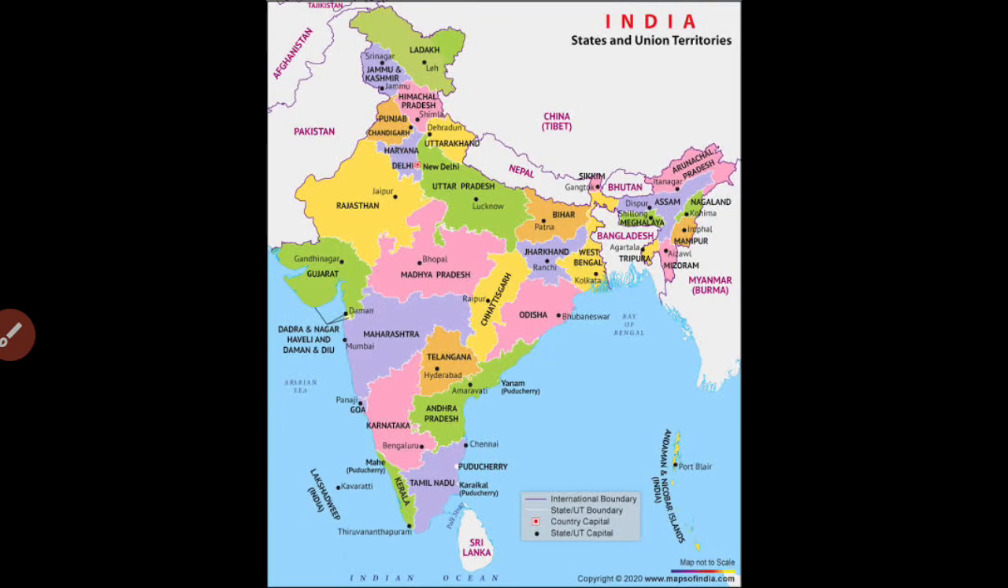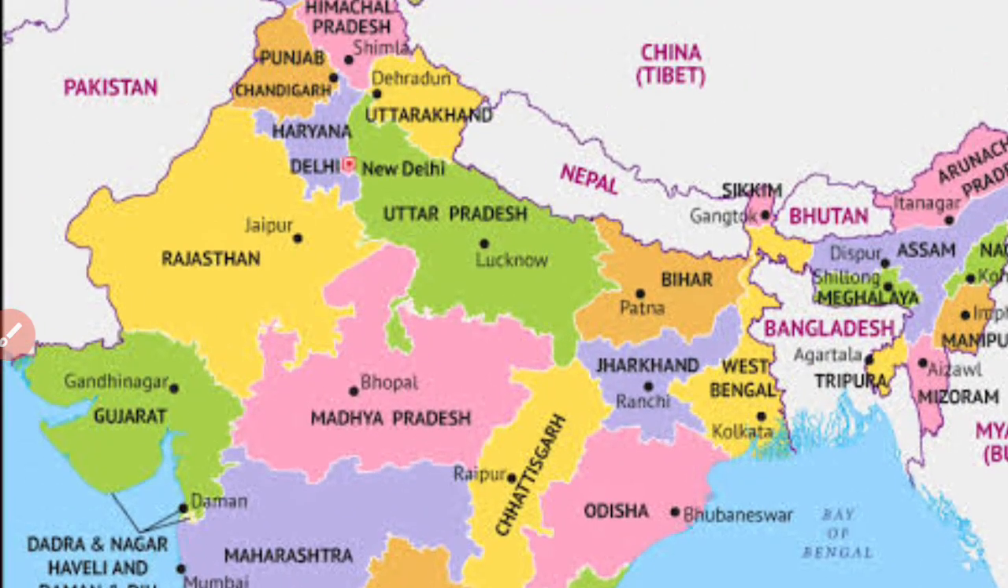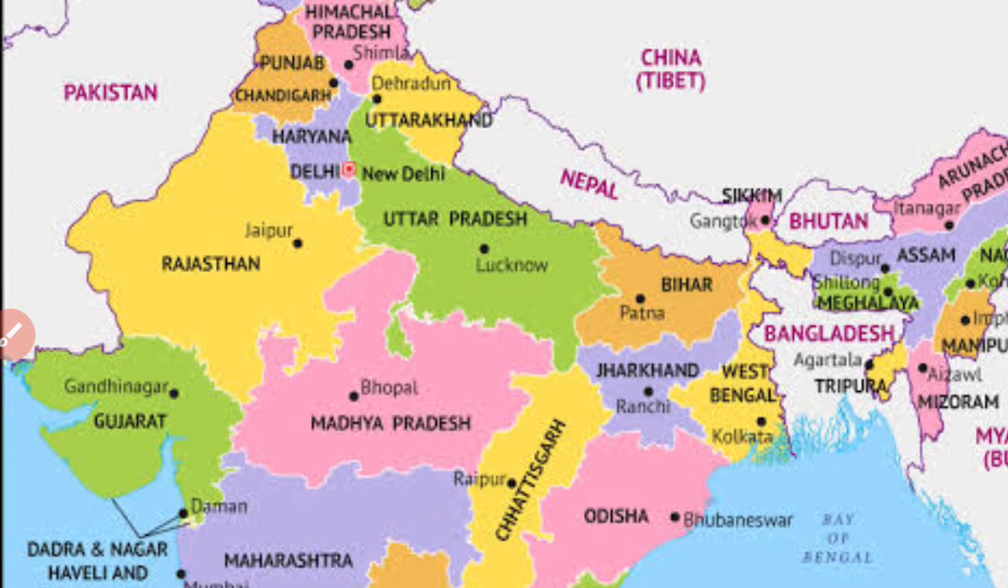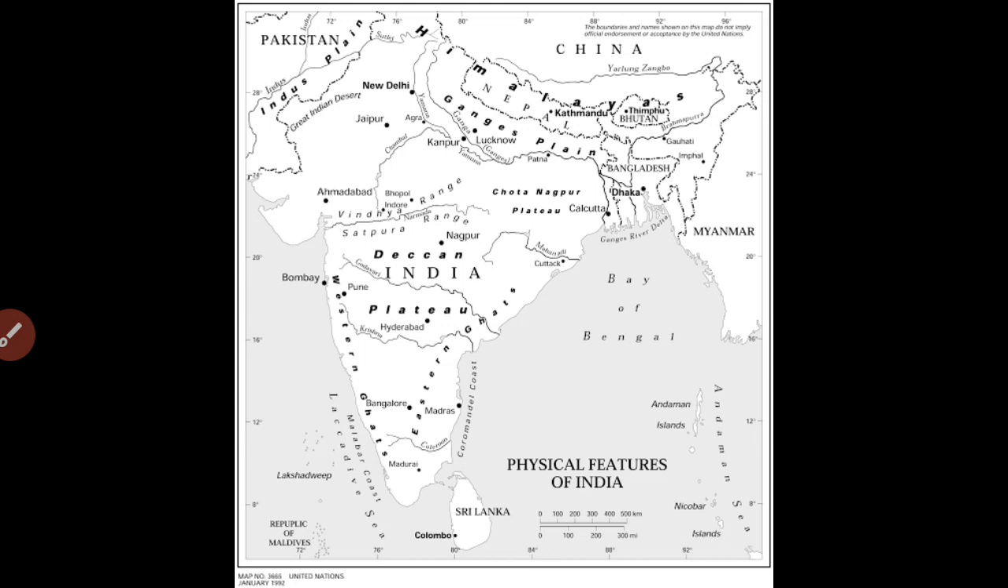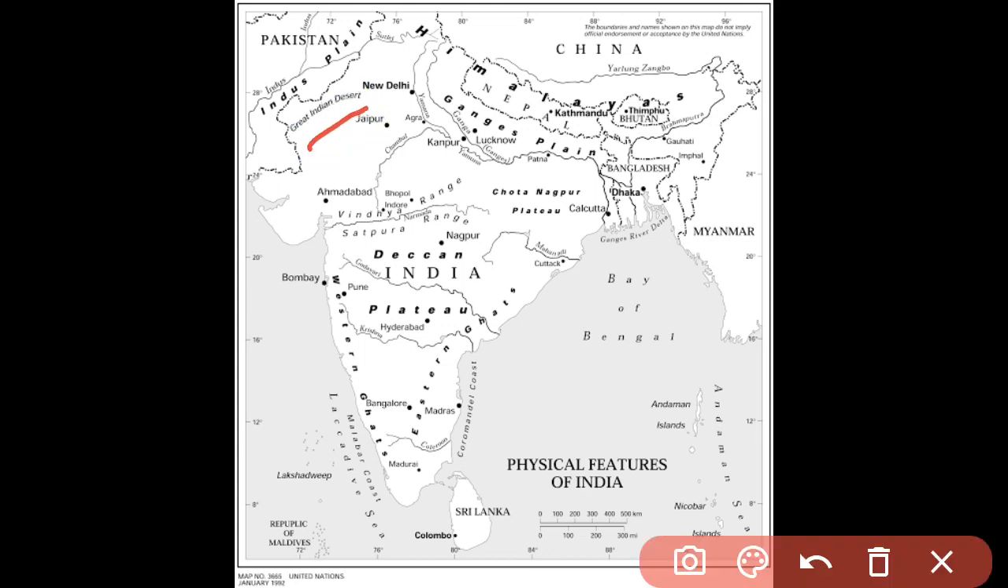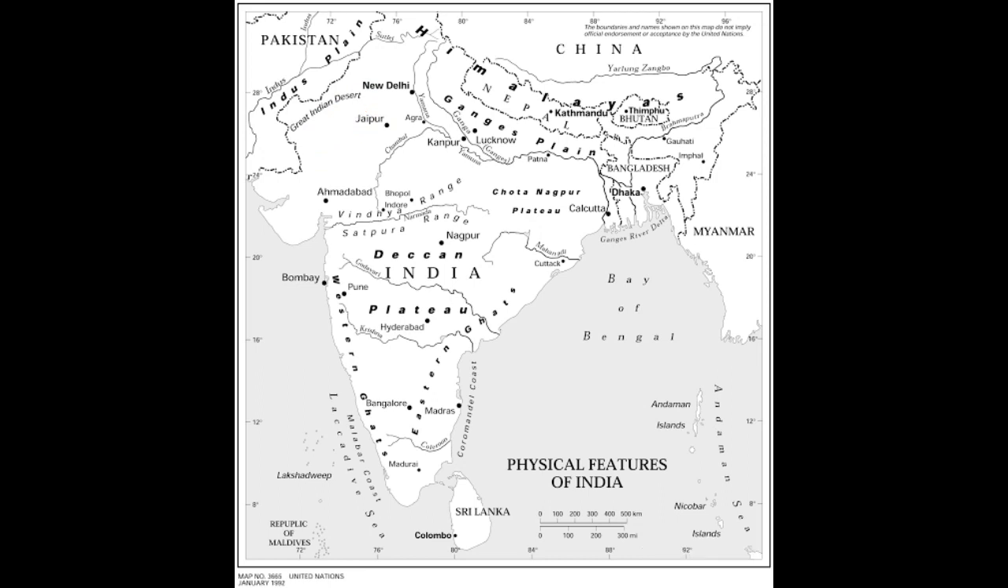In the political map of India, you had located the states and their capitals, and the union territories also. But in the physical map of India, you have located the rivers, the mountains, the plains, the plateaus, the deserts. Here you can see the Great Indian Desert in Rajasthan. So this is the difference between the physical map and political map of India.